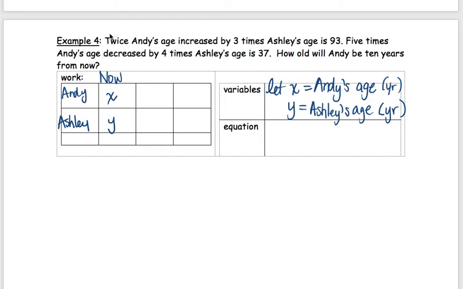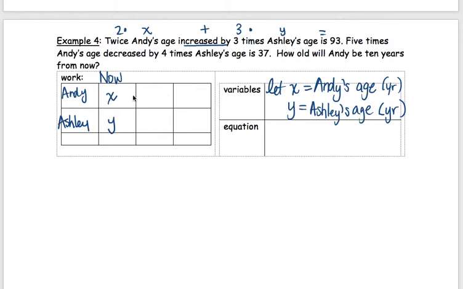Twice Andy's age, so twice means multiply by 2. Andy's age was just X, increased by. It's the first time we've seen this, but increased by just means to add. So if you had 5 donuts and you increased by 3, you added 3. Times means multiply, so it's Ashley's age, and is 93. A lot of stuff going on in that sentence: twice Andy's age increased by 3 times Ashley's age is 93.